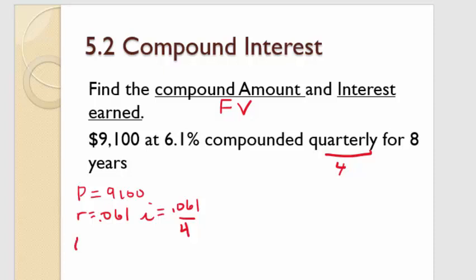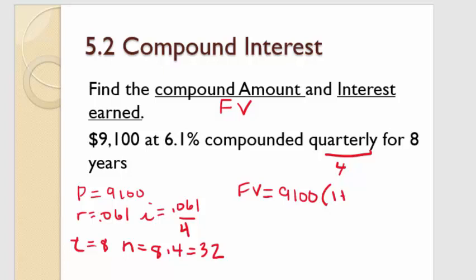And then my t, the time, is 8 years, which makes my n equal 8 times 4. So the number of periods is going to be 32. And now plugging everything in, the future value is equal to the principal times 1 plus i, which is 0.061 divided by 4, raised to the n power, 32.